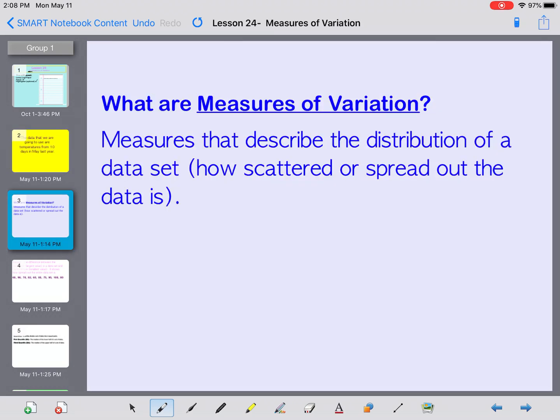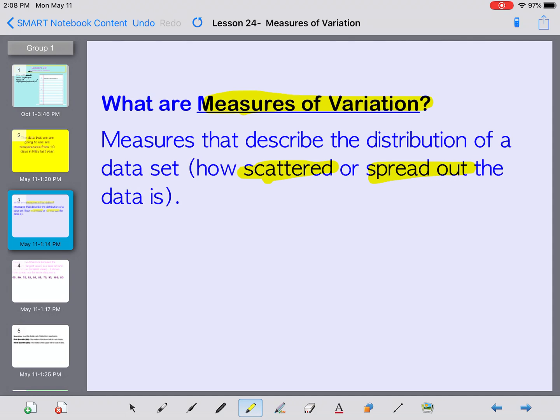Okay, so our main focus today, you guys, is that we are going to be looking at measures of variation. And when you hear that word variation, it means how much something varies or how spread out it is. So measures of variation are measures that describe the distribution of a data set. And that means how scattered and spread out our data is.